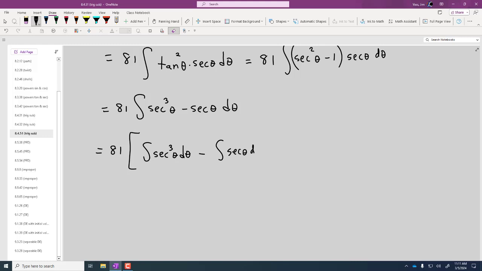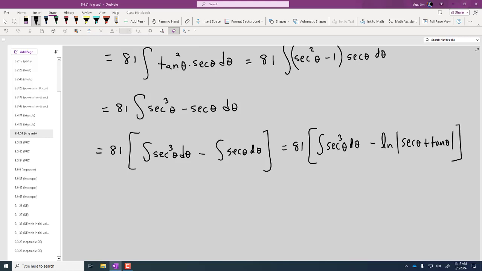This second one shows up a lot. How do we integrate plain secant? Natural log of secant theta plus tangent theta. Exactly. So this is minus natural log absolute value of secant plus tangent. So we did that one a fair amount earlier on.